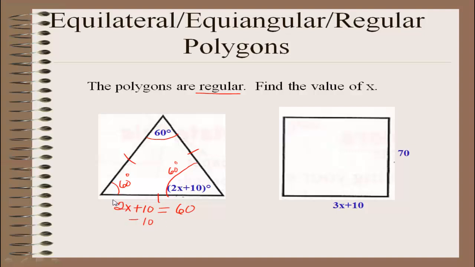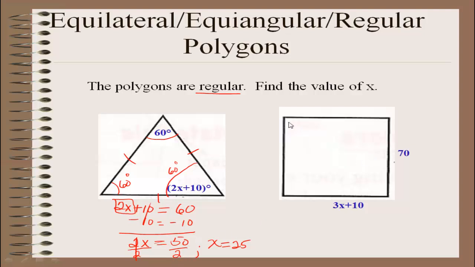We want to isolate this term. That means leave this term alone on this side of the equal sign. And we do that by subtracting 10 on each side. You'll get 2x on this side of the equal sign, and on this side you'll get 50. That leaves you, when you want to solve for x, you divide by 2, and that tells you that x is equal to 25, because 50 divided by 2 is 25.